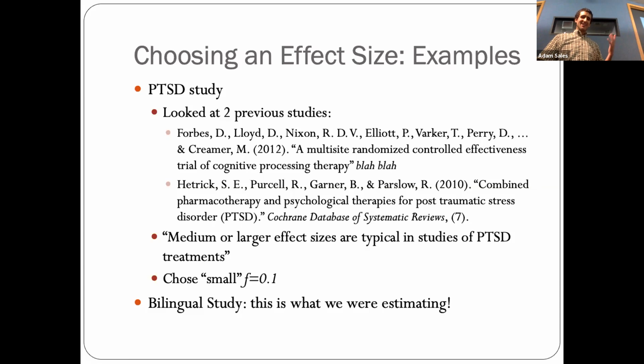I wrote something like medium or larger effect sizes are typical. And so, but let's say that the true effect is 0.1, F equals 0.1 because it was an ANOVA.